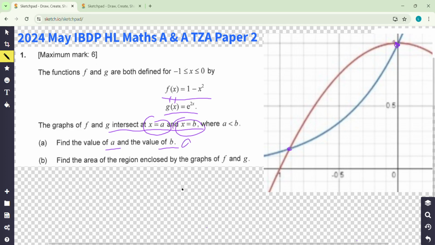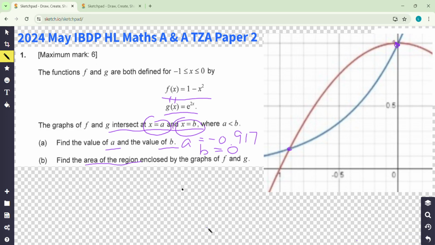Checking time, so you got it. A equals negative 0.917, 3 significant figures, okay. And B, okay. The next one is larger when it's 0, okay. This is the range. Now, next one is find the area of the region, of course, integration, and calculate the time again.